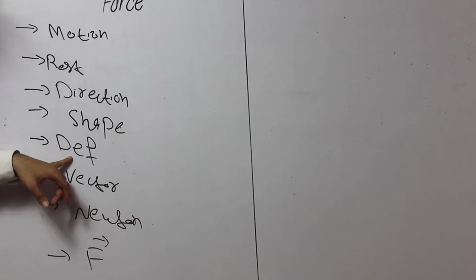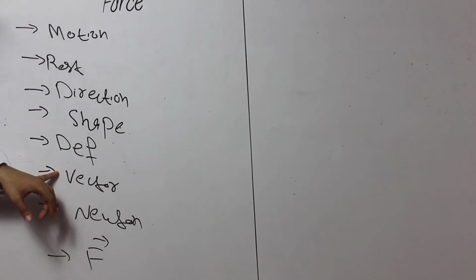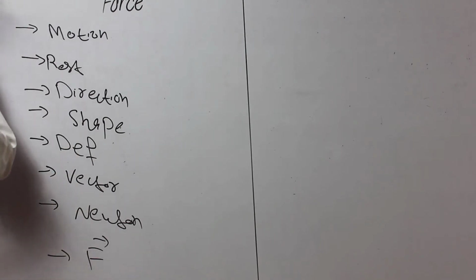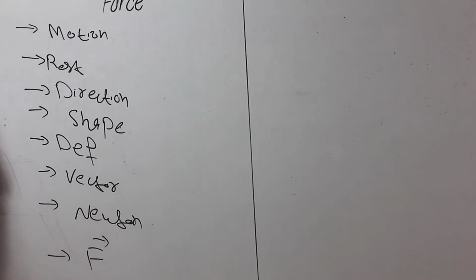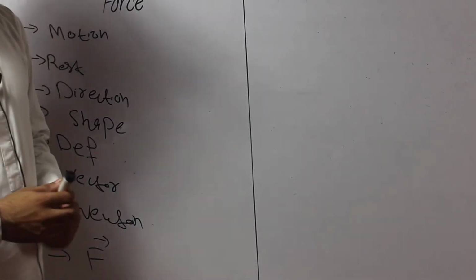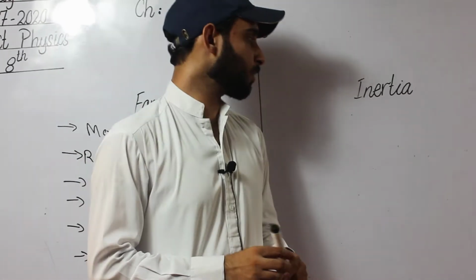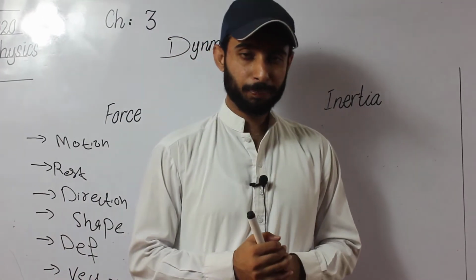If we discuss the basic definition, hopefully you understand that a force moves, tends to move, stops or tends to stop the motion of a body, and whenever you apply a force, the direction of the body can also be changed. The SI unit of force is the Newton. Force is a vector quantity because it has a direction, and the symbol of force is F.